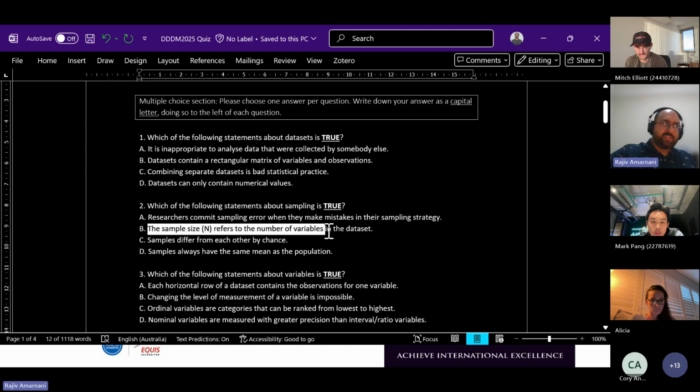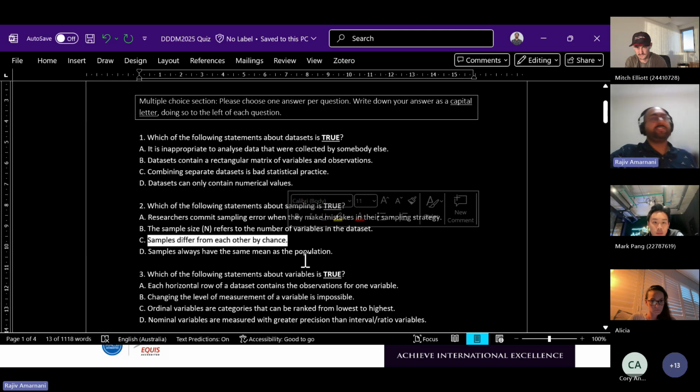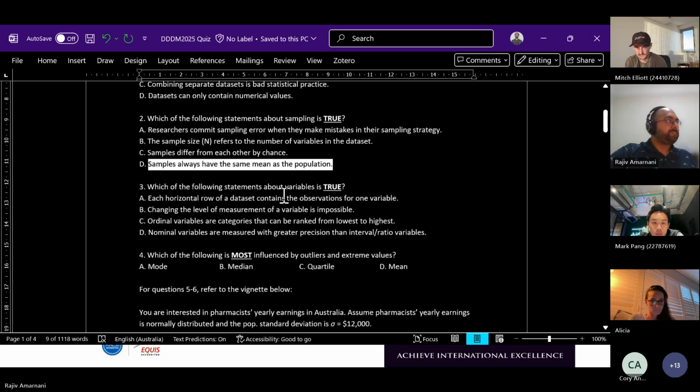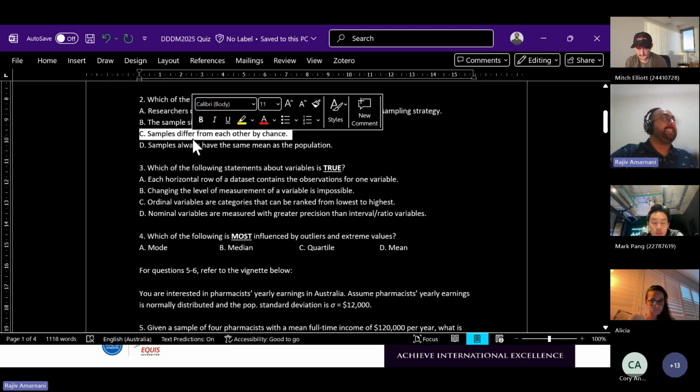The sample size refers to the number of variables in the dataset. This tripped up a few of you as well. It's the number of observations, not the number of variables. Yeah. Samples differ from each other by chance. This is true. This is straight up true. Samples always have the same mean as the population. No, not true. So the answer to this was C.